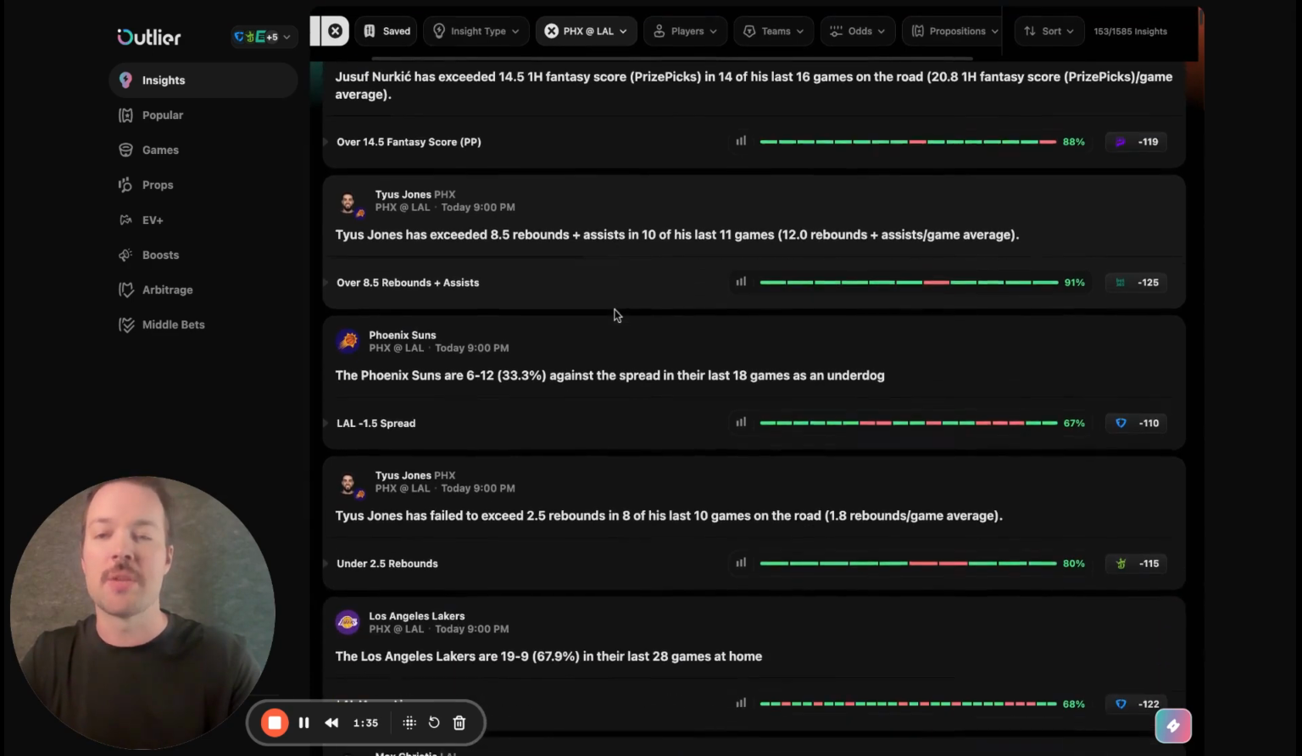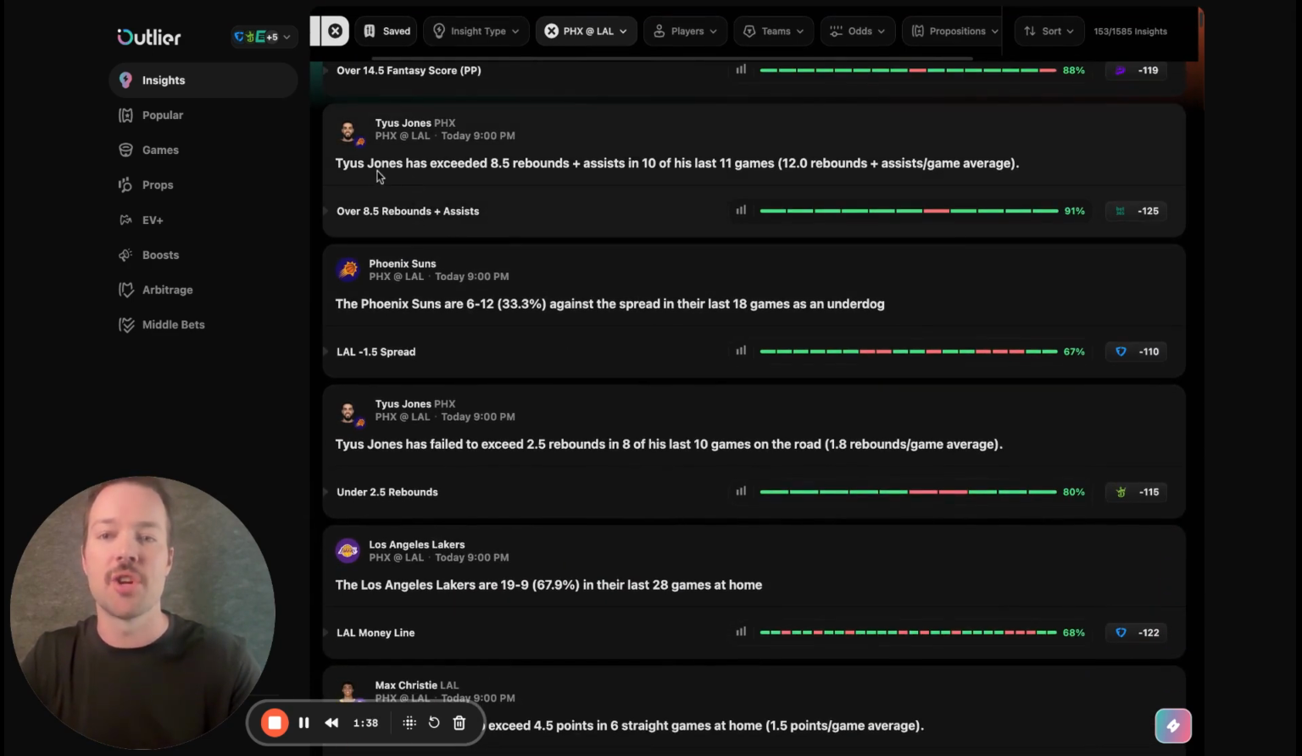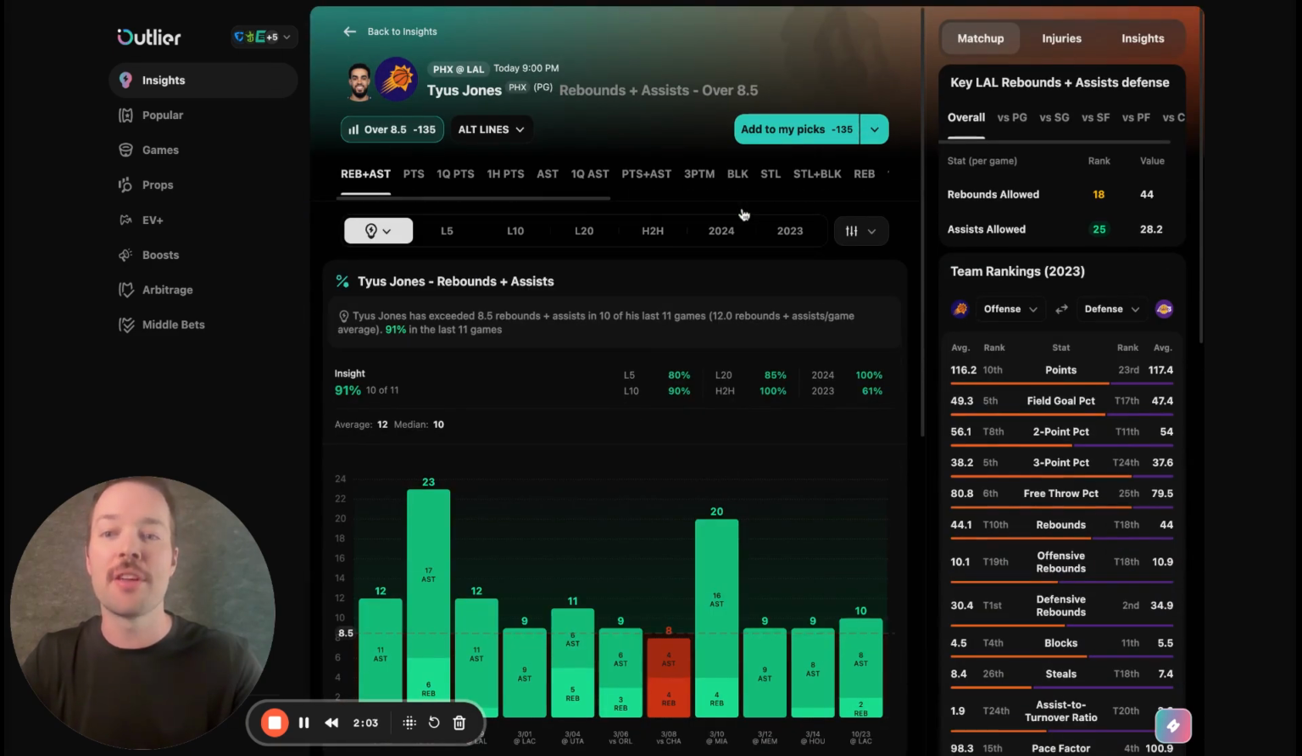Right away, I see one that's actually pretty interesting to me. Look at this. Tyus Jones has exceeded 8.5 rebounds plus assists in 10 of his last 11 games. It's actually a pretty good streak, 10 of the last 11. If you cared to count the little red and green tick marks here, there are 10 green and 1 red, 10 of his last 11. And of course, I can see that the best odds are on Bet365 at minus 125. If I want to research the bet further, I can click this little graph icon and we'll see everything we need to see about Tyus Jones going over 8.5 rebounds and assists.